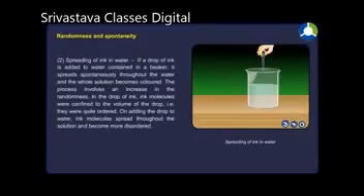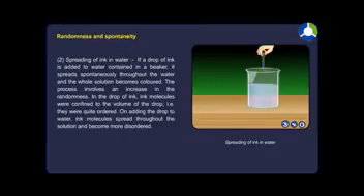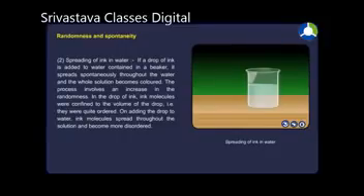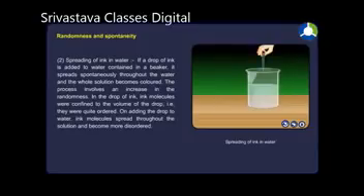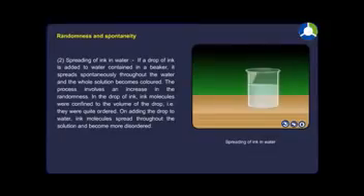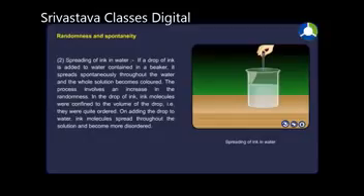2. Spreading of ink in water. If a drop of ink is added to water contained in a beaker, it spreads spontaneously throughout the water and the whole solution becomes colored. The process involves an increase in the randomness. In the drop, ink molecules were confined to the volume of the drop, that is, they were quite ordered. On adding the drop to water, ink molecules spread throughout the solution and become more disordered.